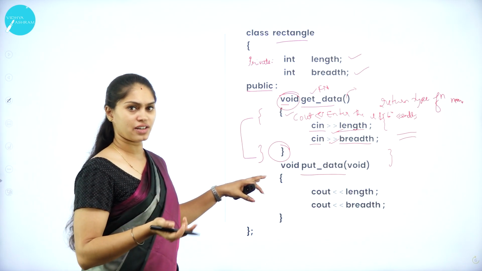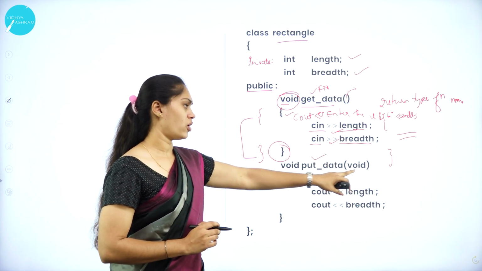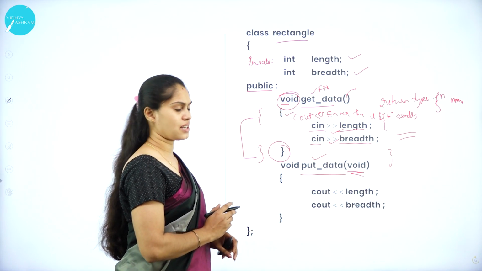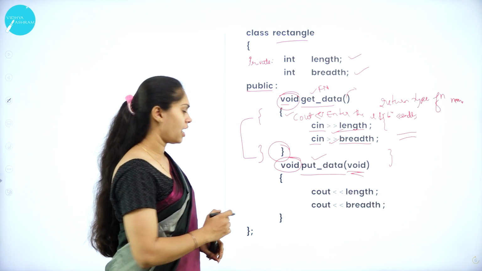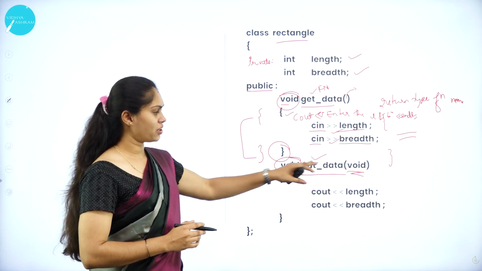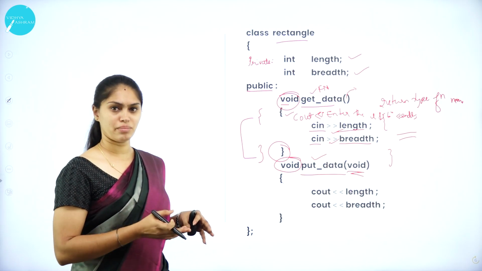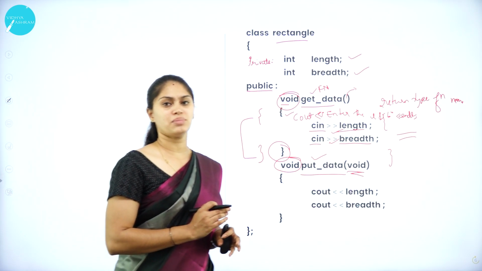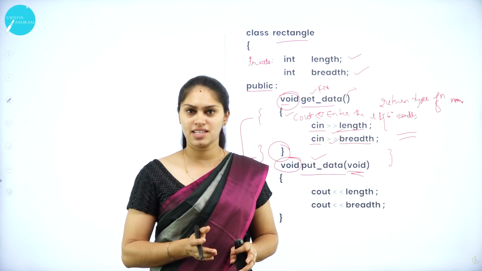And I have another member function, putData of type void. Here I am sending some parameters, some arguments. What is the return type here? Void. And this indicates the opening and closing of the flower braces. What does this putData function comprise? Here I am displaying the length and breadth values by using the cout statement. If you want to display something on the screen, then we need to type that in the cout statement.